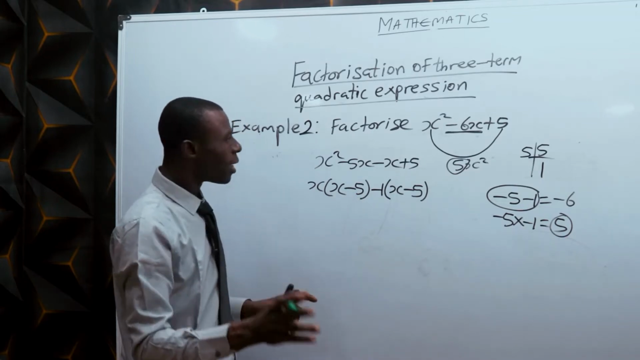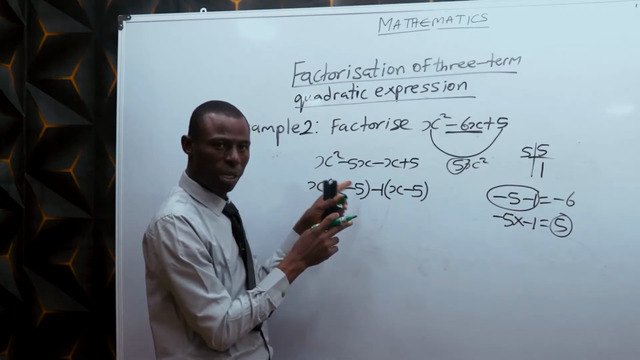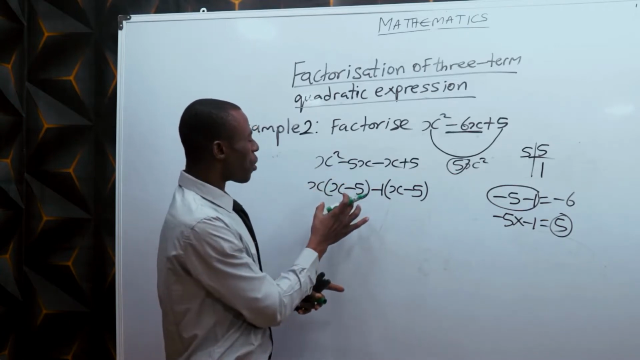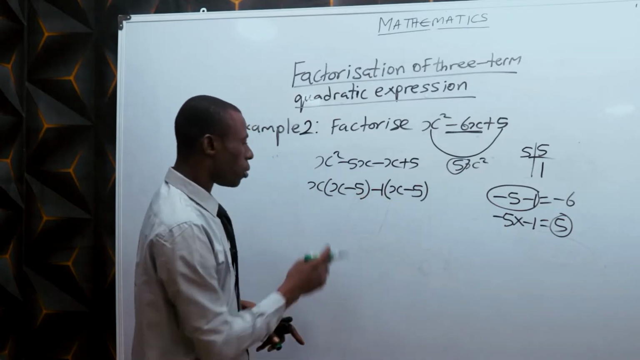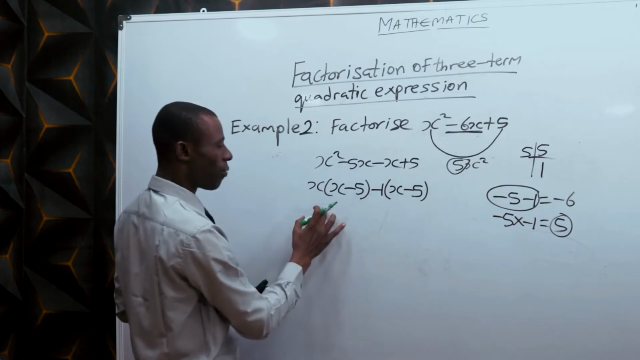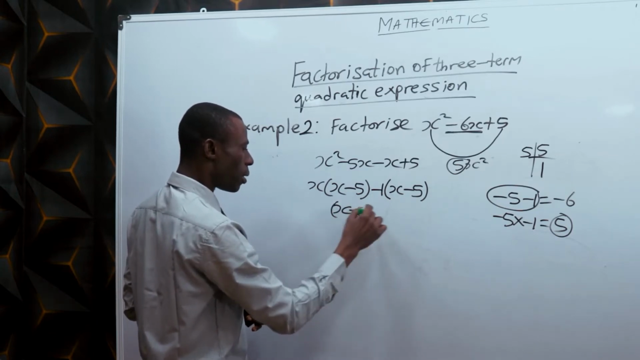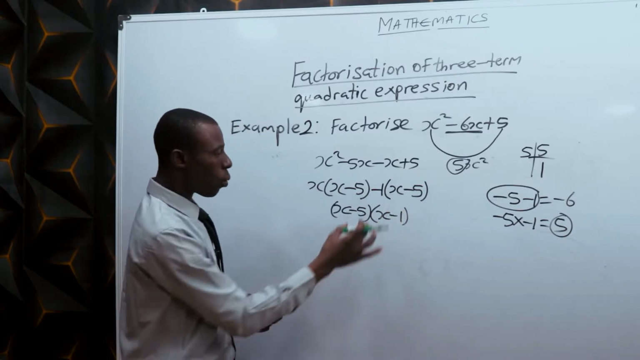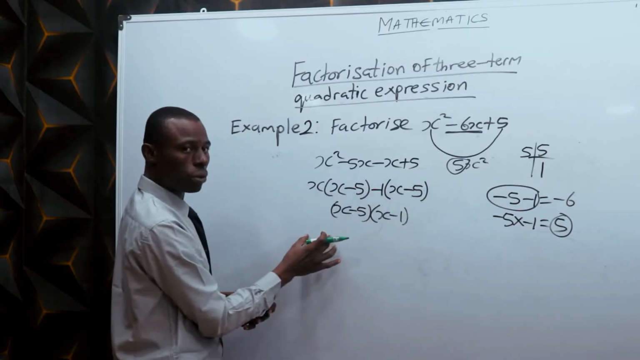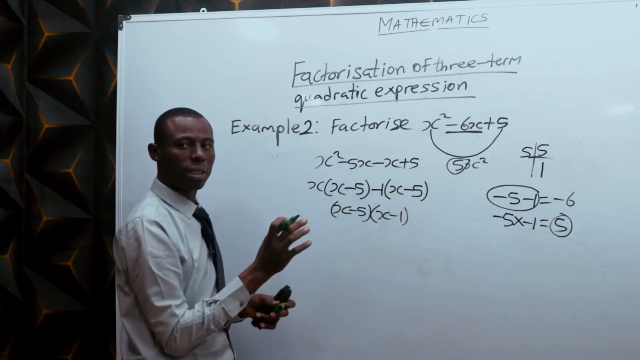But mind you, if another person factorizes this same expression, the arrangement may not be like this, and the answer will be the same. I will prove that to you. Let's factorize this. We have x minus 5 into x minus 1. That's the answer. What is common to the two terms? Bring it out. Then what is left, which is x minus 1, bring it to the side.